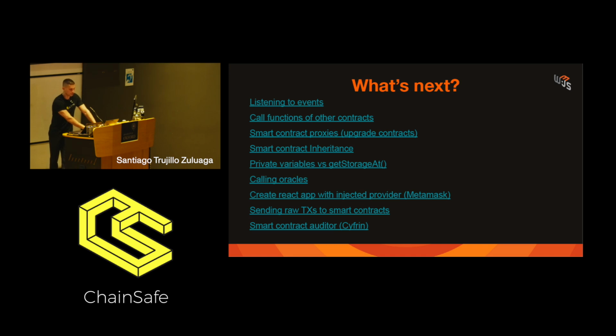Smart contract inheritance, to inherit from one smart contract to another. You can learn a little bit about private variables. At the end, you can read the private variables in a different way using scripts. Oracles like Chainlink, I saw that Chainlink was in the bounties, so you can also learn here how you can call Chainlink oracles. Creating a React app will be useful as well, in case you want to create an app for Avalanche. Sending raw transactions to smart contracts. And then if you're interested in learning more about smart contract security, you can visit this Cyfrin course. It's a really good course for free, where you can learn everything about Solidity and how to be a smart contract auditor.